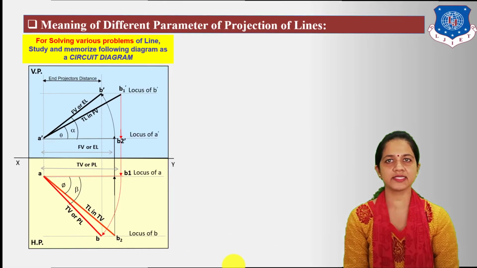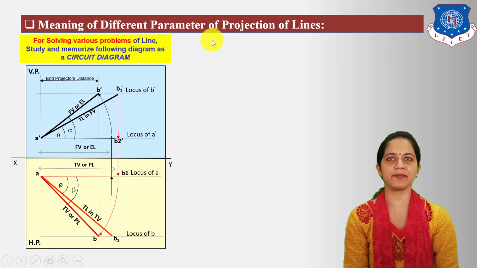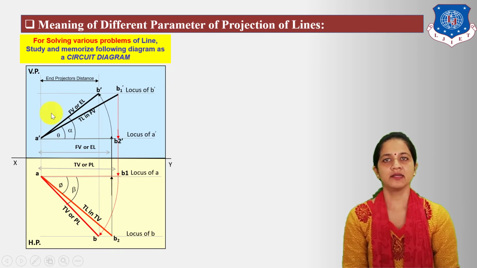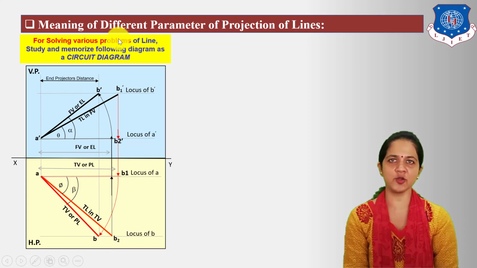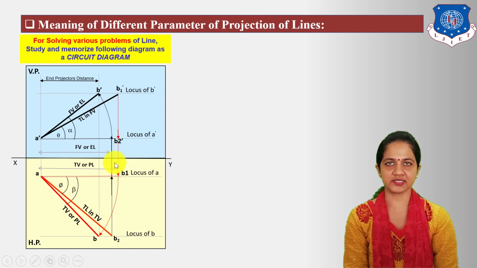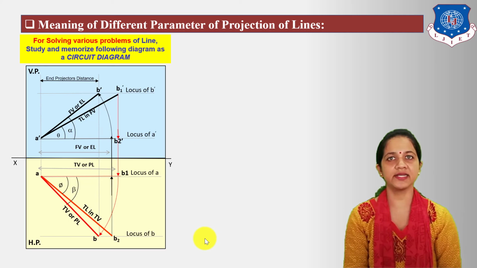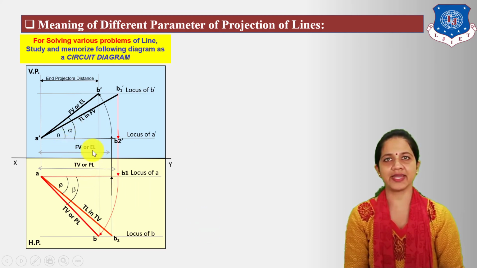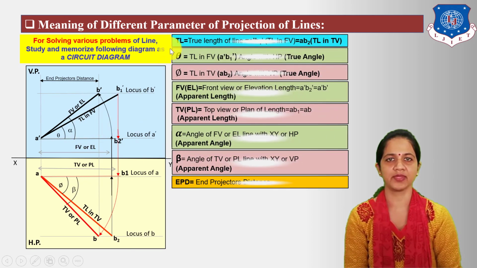Next, let us understand the meaning of different parameters of projection of lines. Here, one drawing is given. For solving any numerical of projection of straight line, you have to study and memorize this diagram as a circuit diagram. Next, let us understand the meaning of the different parameters or variables which are used in this diagram.